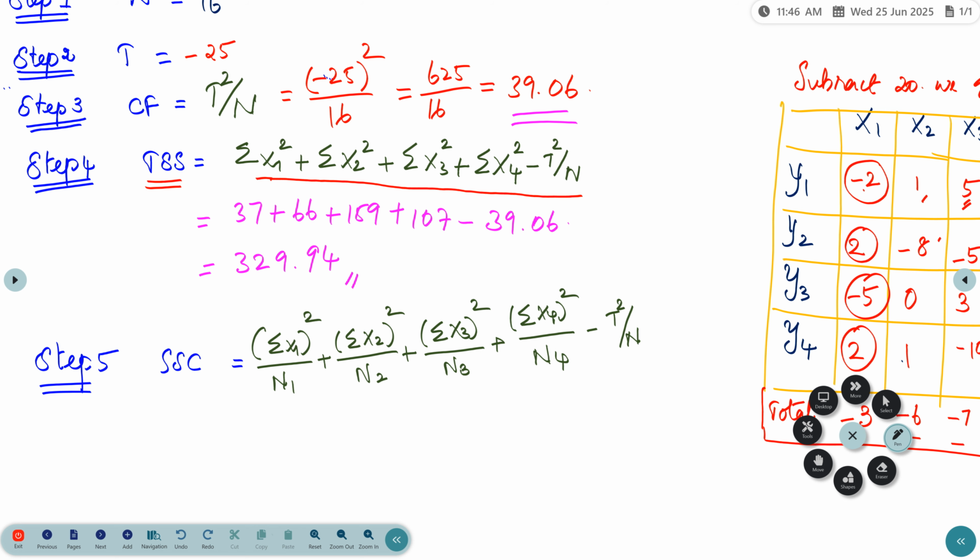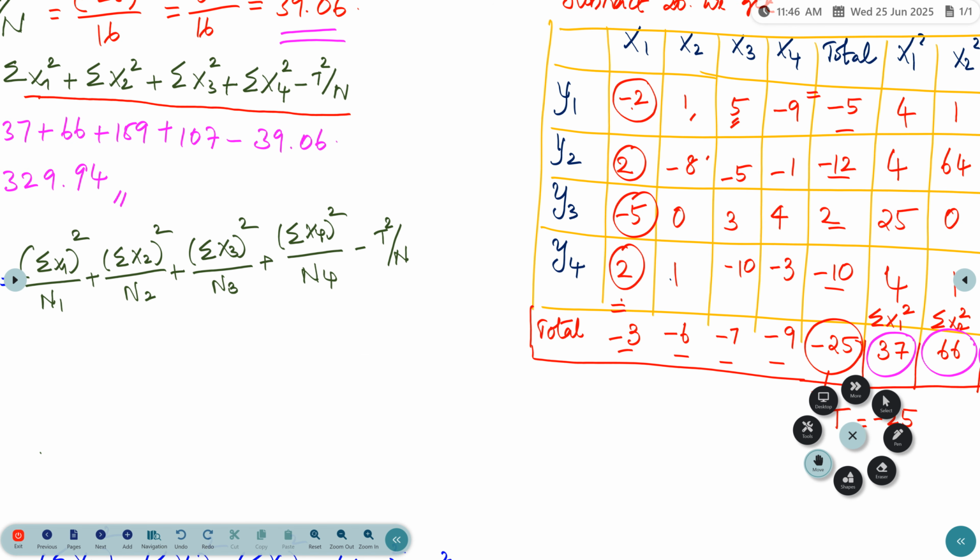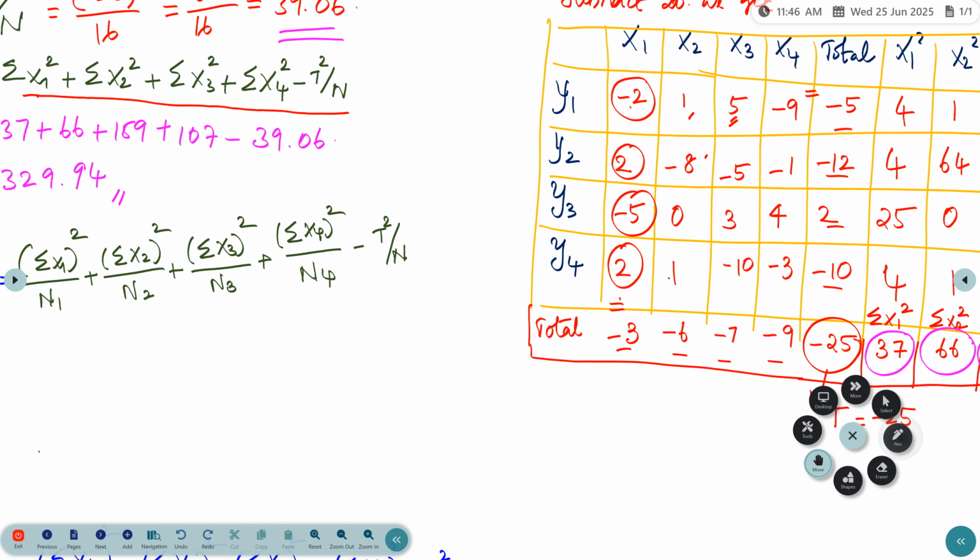Next, we are going to calculate the sum of squares of column. C means column. Now again we are going to see the table: summation x1 the whole square. Don't be confused. So you are going to take the values: this is summation x1, this is summation x2, summation x3 and then summation x4. Using these values we are going to calculate the total sum of squares of column.